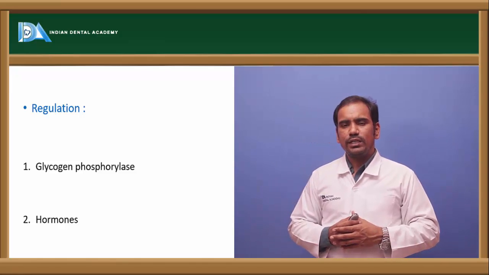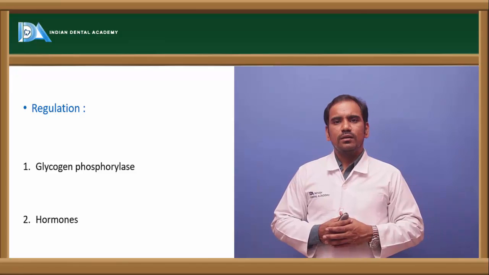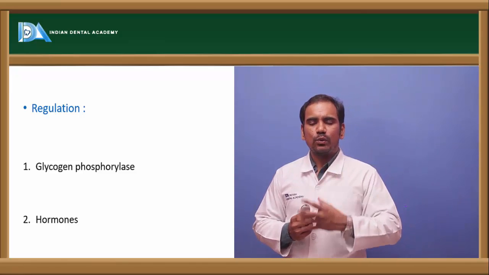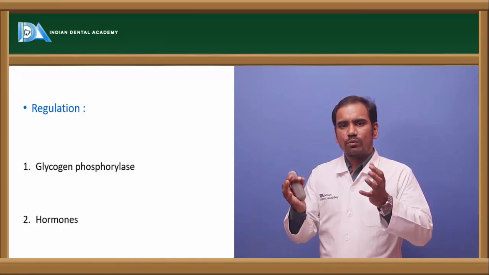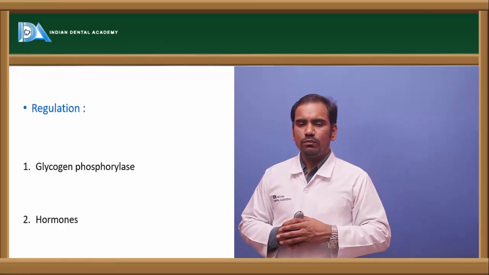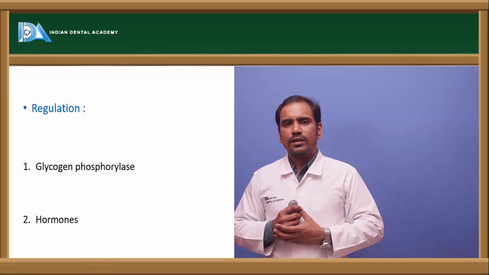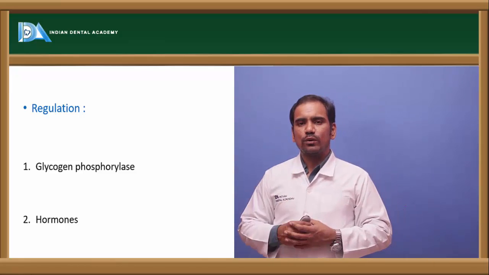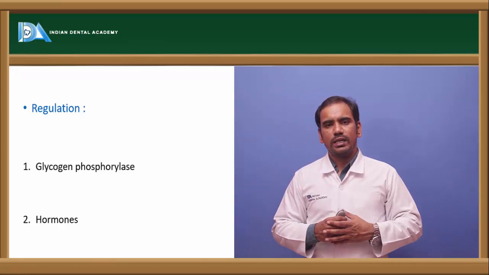And coming to its regulation, generally whenever glycogenolysis occurs, the blood glucose level increases. So it supplies and maintains the blood glucose levels by converting that glycogen molecule into glucose. The key enzyme, glycogen phosphorylase, is regulated by covalent modification. Whenever you add a phosphate group to glycogen phosphorylase, its activity is increased.